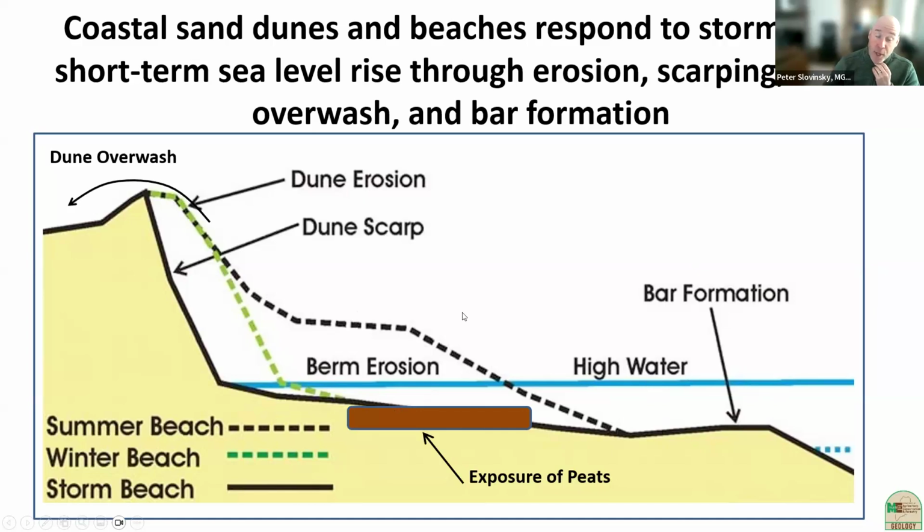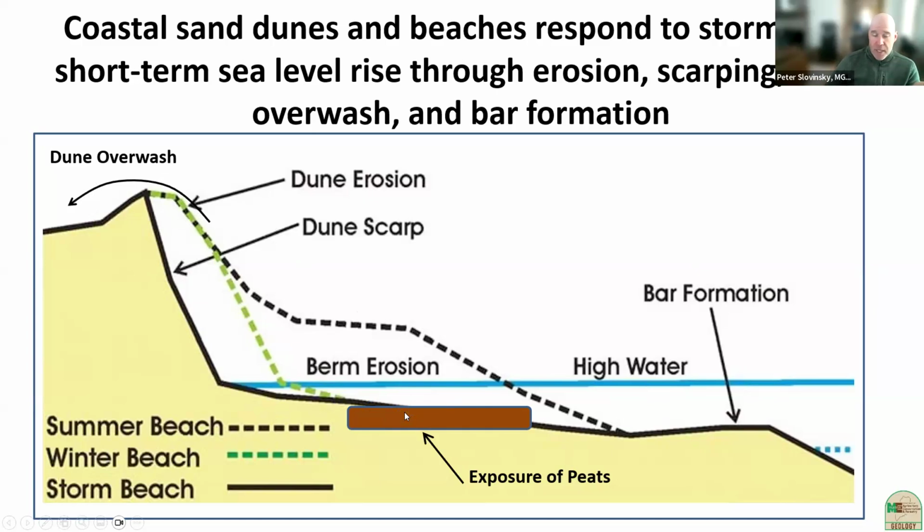Now, storms will come along usually in the winter, and they'll actually chew out the dune more and cause what we call dune scarping, which is a vertical cut in the dune. At the same time, some of those dunes get overtopped through the process of dune overwash, and sometimes, if we're lucky enough, old marsh surfaces get exposed in the surf zone.